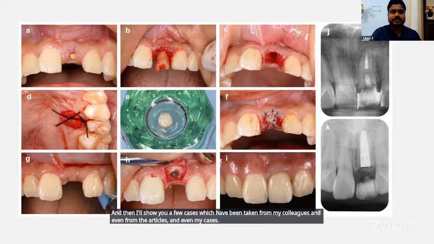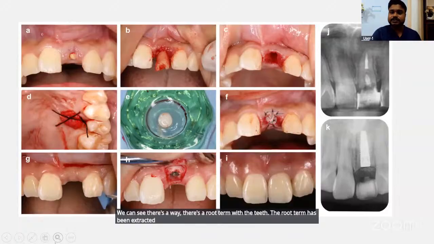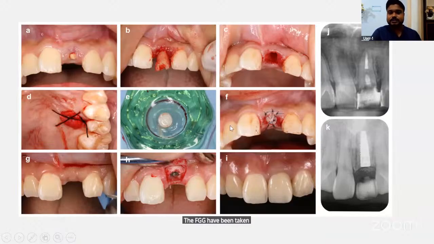So this is the case where there's a root stump of the tooth. The root stump, which was RC treated, has been extracted properly, and later in this case we can see that the FGG has been taken, the patient's own FGG. The FGG is placed upon the bone graft. Autogenous bone graft was taken, and then the FGG was placed as a barrier membrane.